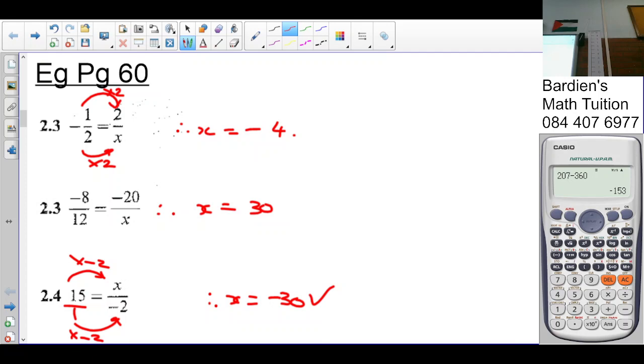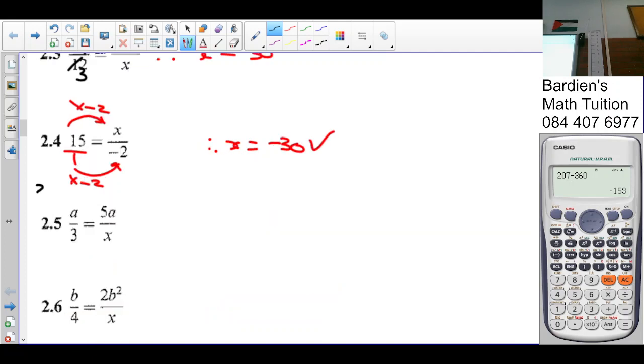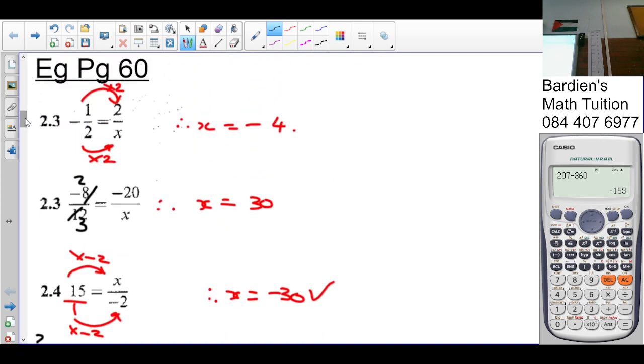Nice. See, when you can simplify it first. So 4 goes into here twice, 4 goes into here thrice. So negative 2 over 3. Then you see, how do you get from negative 2 to 20? Multiply it by 10. So you multiply that also by 10. Smart, ne?